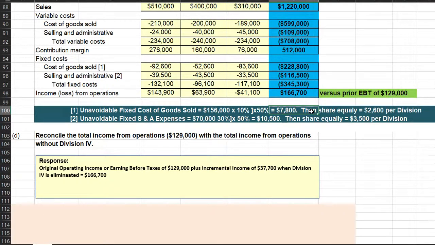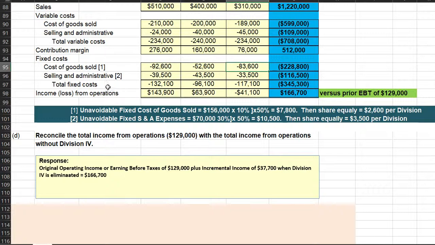We're going to spread that among the 3 divisions, and so each division will get 1/3 of 7,800, which is 2,600. So included in this total here for cost of goods sold fixed would be 2,600. Same thing is true here, and the same thing is true here for Division 3.